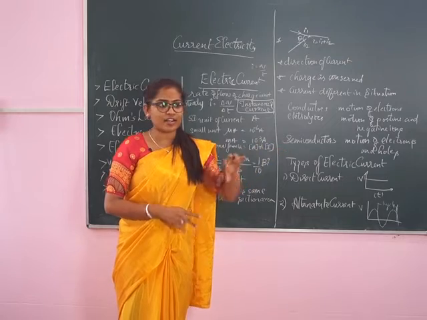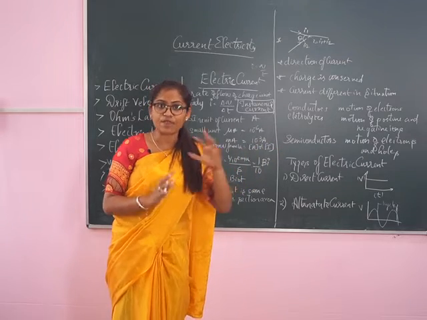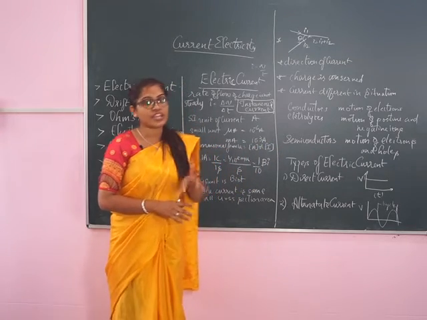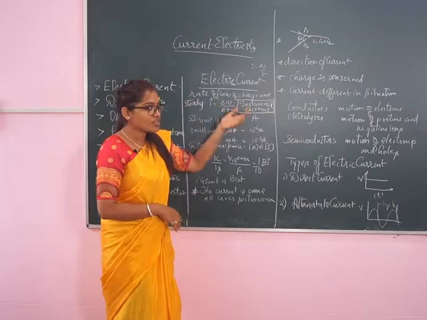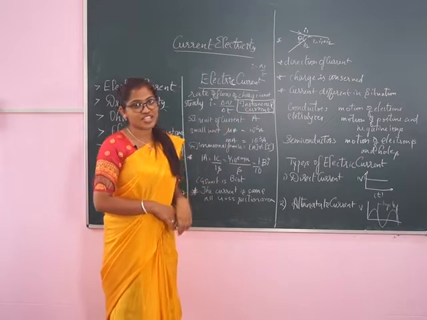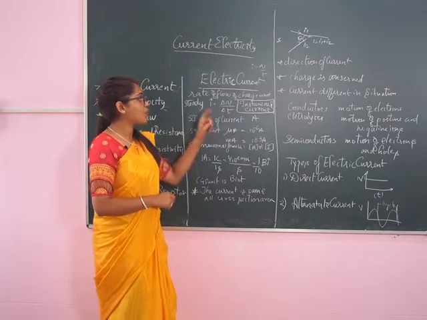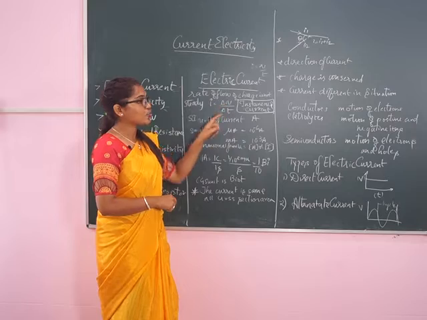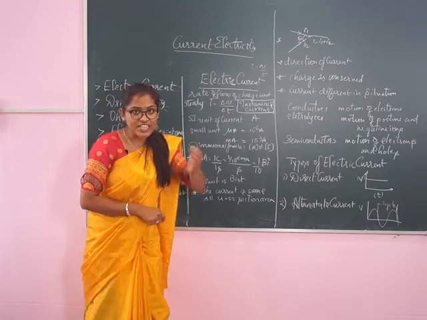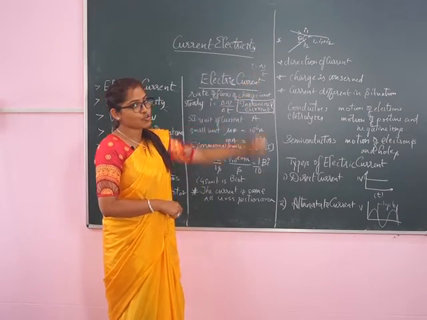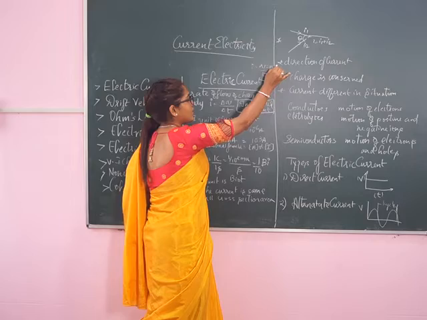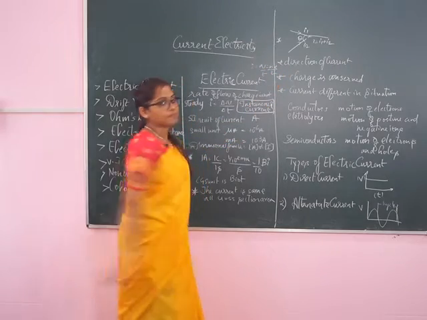Most of the devices work on steady flow itself. If there are any variations, so that it is not steady, we have an instantaneous current. For that we have the formula I equals delta Q by delta T. For steady current we have I equals Q by T, that is N into E by T.